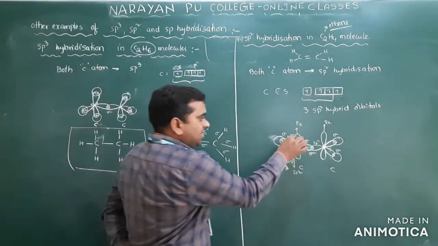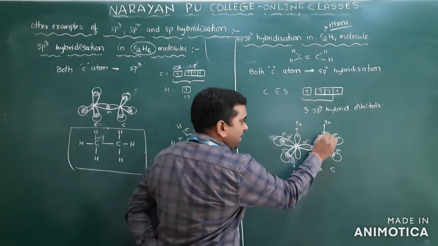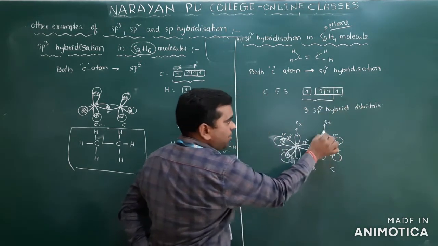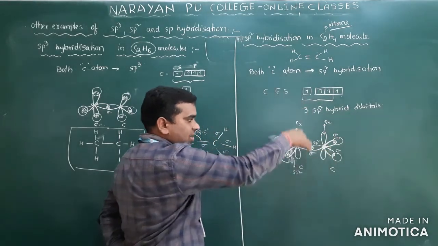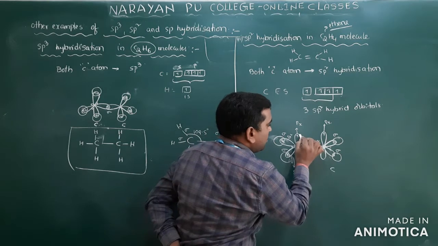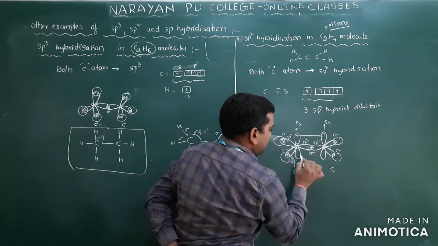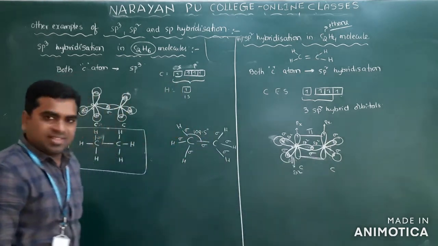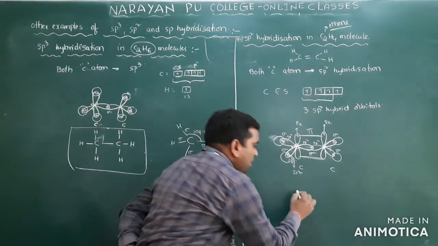Clear? Now these orbitals are having, you know, unhybrid orbital. Unhybrid orbital. Which orbital is that? It can be px or py. Clear? I have taken here px. Now these overlap, and what do they form? And this is the molecule.